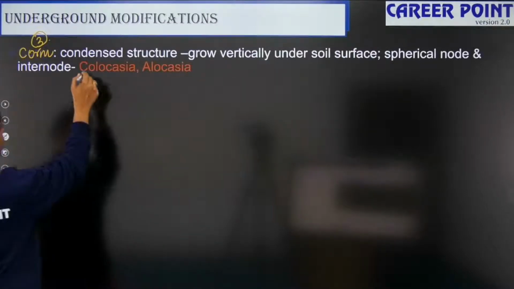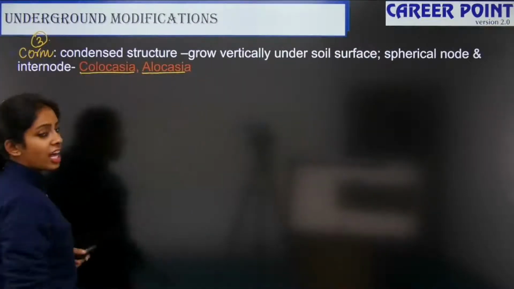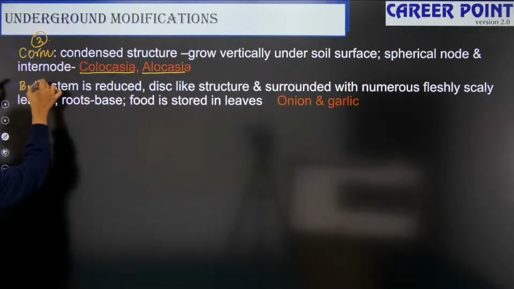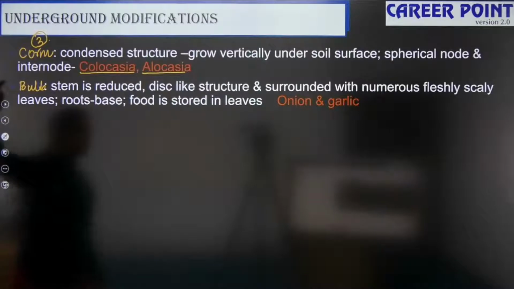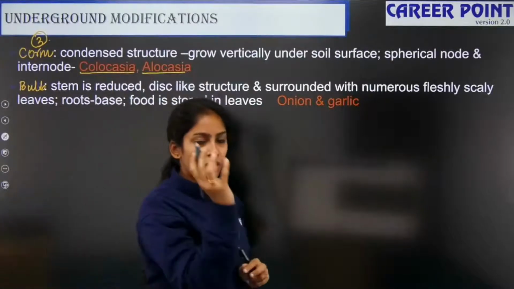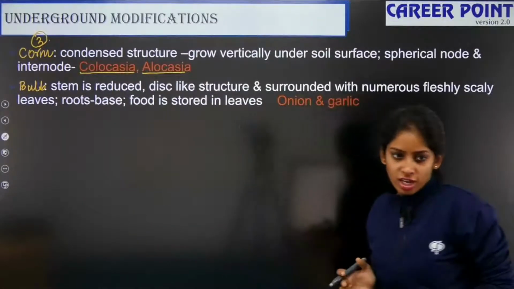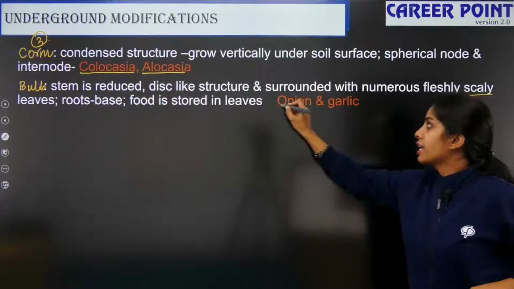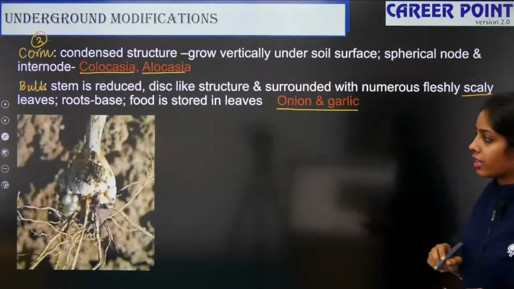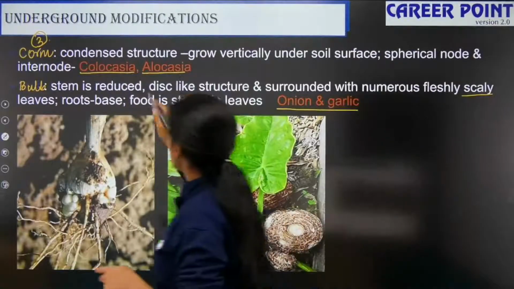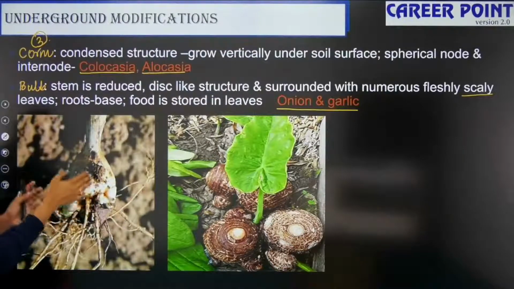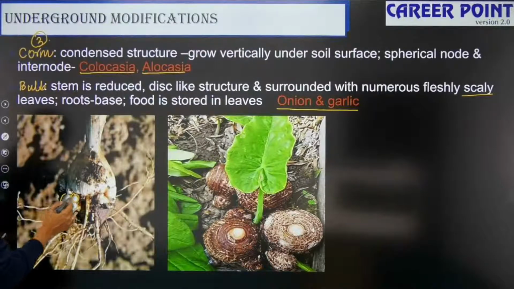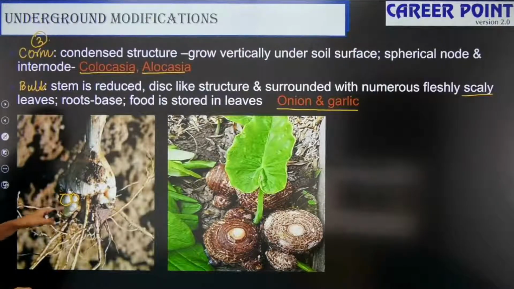Alright, so examples are colocasia and alocasia. Fine, so the next one is the bulb modification. In bulb modification the stem is reduced and it has a disc-like structure like your onion. So your onion is a disc-like structure, right? That is your bulb modification. They also have scaly leaves. An example is your onion and garlic. So this is your colocasia. This is a condensed structure. They grow vertically under the soil. They have spherical nodes and internodes. Can you see? Yes. So this is your colocasia and alocasia.